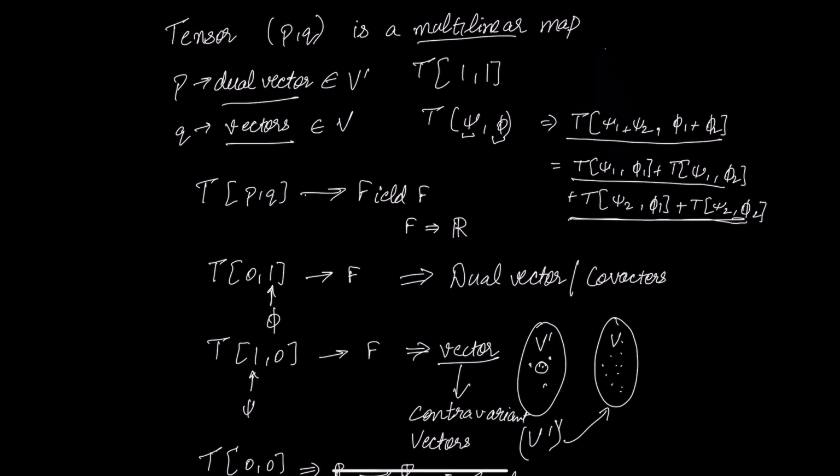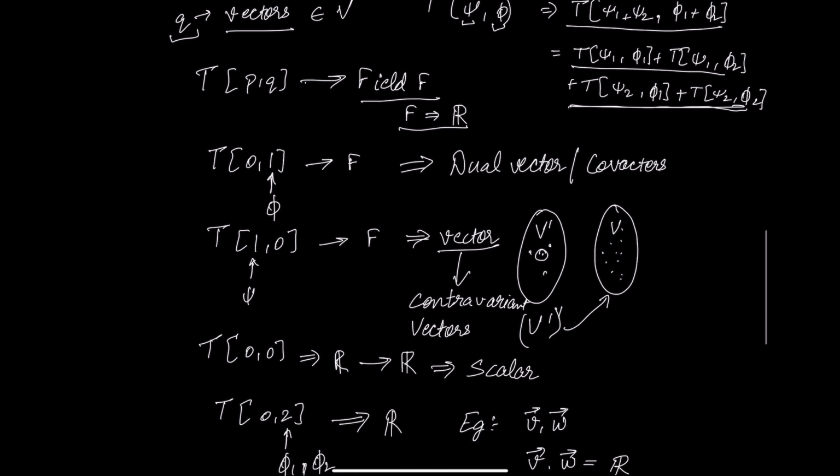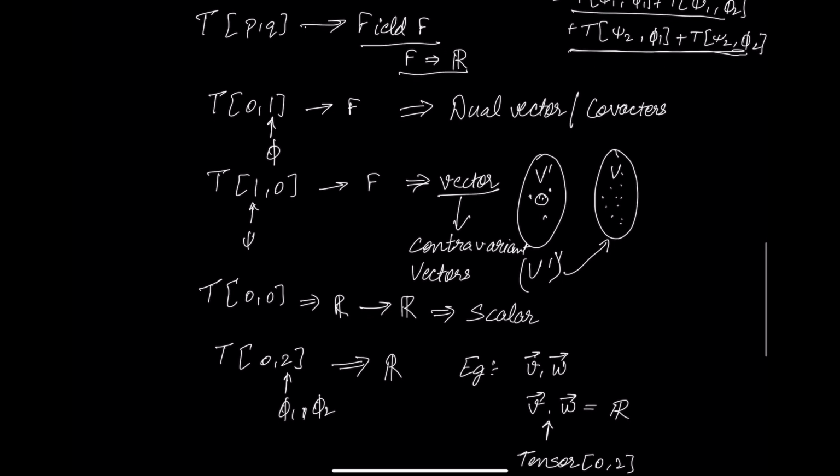Now it is a map. So what is it mapping? A tensor of type (p, q) takes in p copies of dual vectors, which belong to the dual vector space of course, and q copies of vectors from the vector space, and maps it to the field. For simplicity, we'll take our field to be the real field, and we'll proceed as follows.